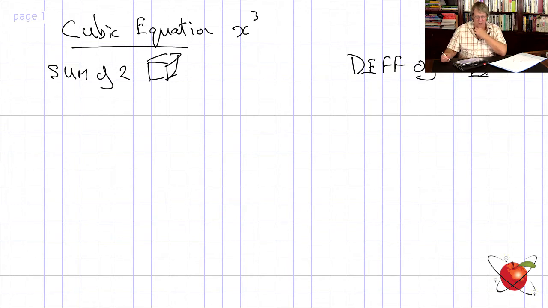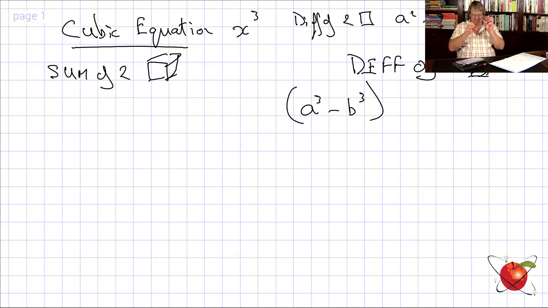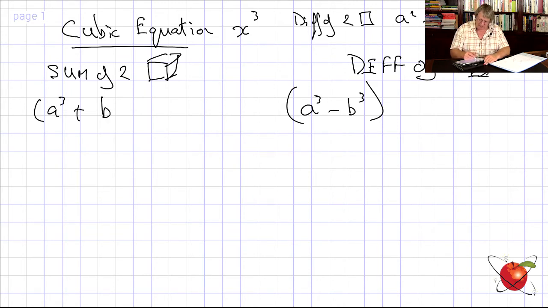Remember the difference of two squares. Let's just recap. What did it look like? It looked like this: a squared minus b squared. Something squared minus something else squared. Here we've got the difference of two cubes. So yes, it looks like a cubed minus b cubed. Something cubed, a minus sign, and then something else cubed. The sum in this case is a cubed plus b cubed.